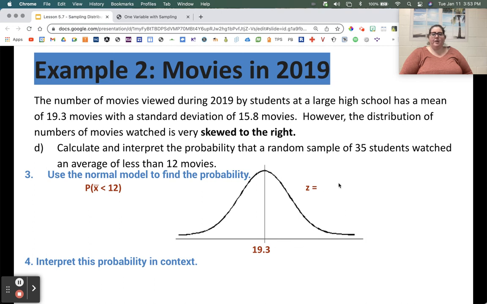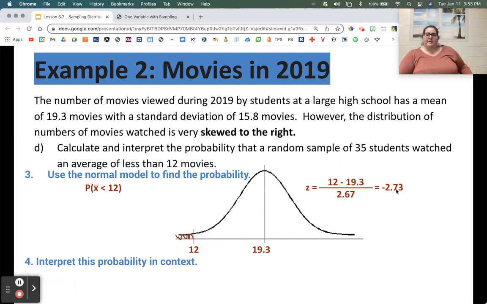So z-score would be our observed value, which is 12. That's what we're trying to find the probability for, minus the mean of 19.3 divided by the standard deviation of our sampling distribution, which we calculated was 2.67. We get a z-score of negative 2.73. So that's about here, almost 3 standard deviations below the mean is where 12 ends up being. That's pretty far down. And then we want less than that, so we're going to shade less.